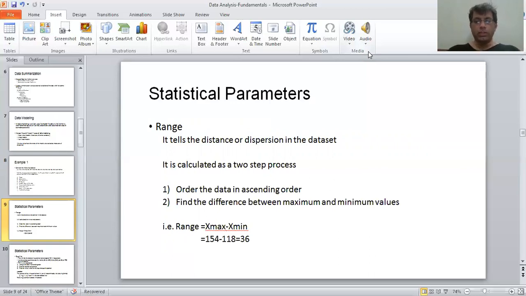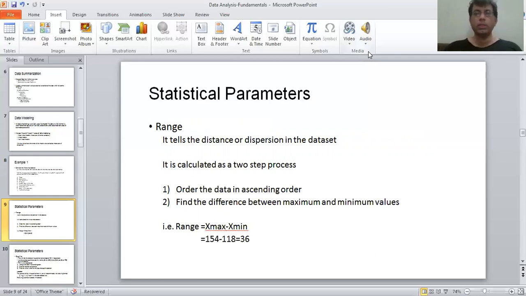In order to find this distance or the range, we have to follow a two-step procedure. The first step is to arrange the data in ascending order. By ascending order, we mean that the lowest value should come first, then the next higher value, then the next higher value, and the last value should be the highest among all. When we do this, the lowest value is the first value and the highest value is the last value. Now the second step is to find the distance.